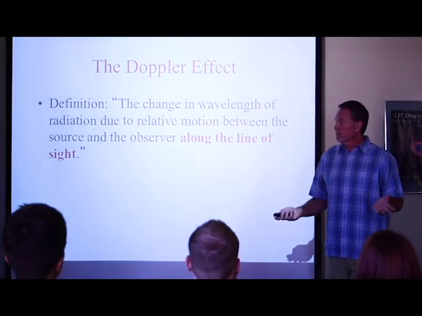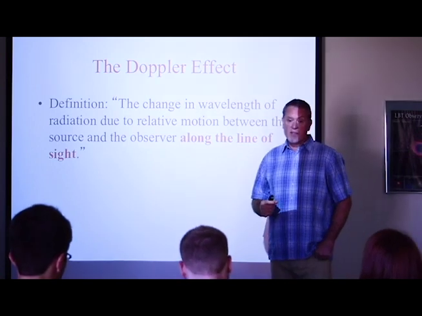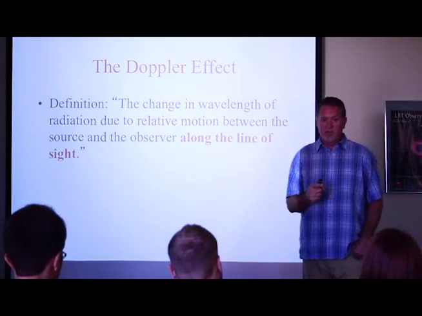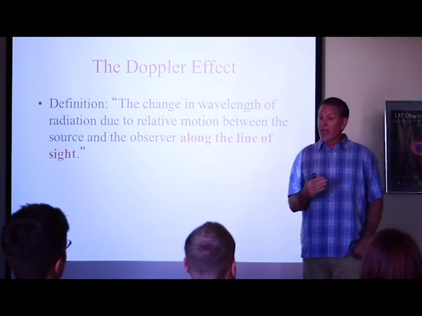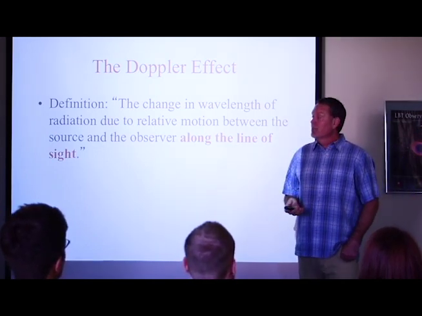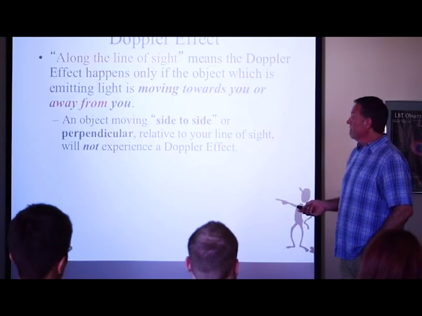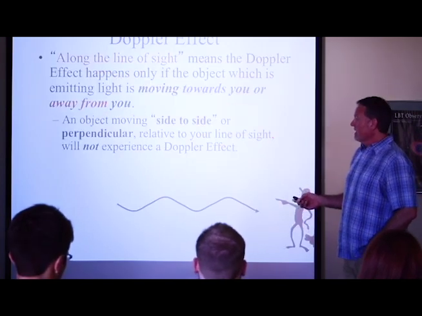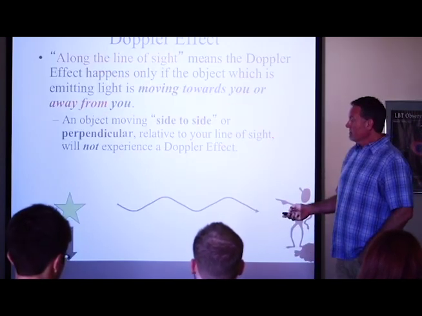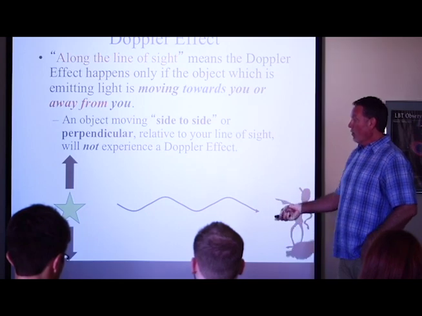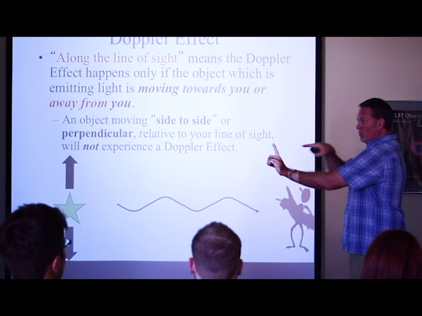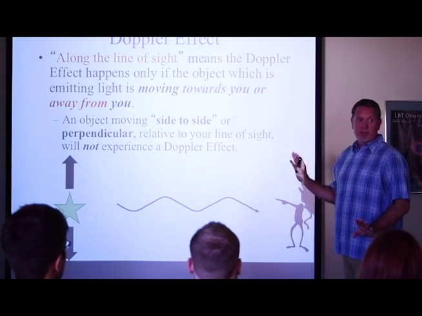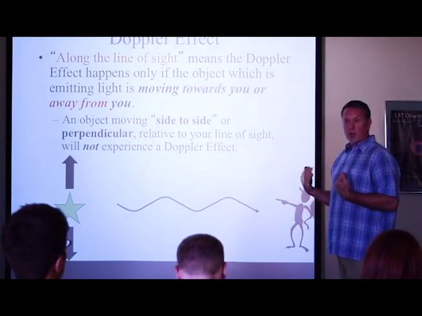Red shifted. Perfect. So if I'm moving like this relative to your line of sight, back and forth side to side, I'm not moving toward or away from you. My light is not Doppler shifted at all. So the line of sight really matters. As a visual way of looking at that, if the motion of the star is up and down, or perpendicular to your line of sight, there is no Doppler shift. You can't detect that motion. It's only whether it's towards or away.